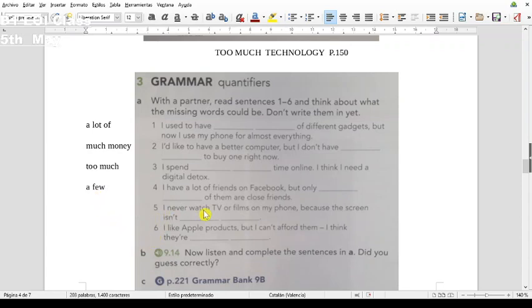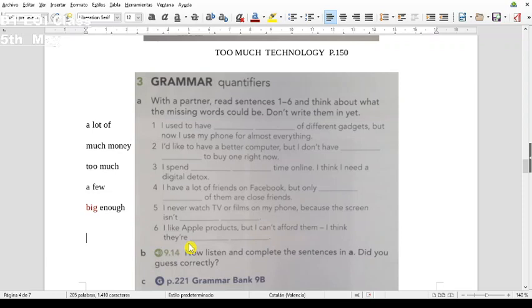Number 5. I never watch TV or films on my phone because the screen isn't big enough. No veo muchas películas o mucha televisión en mi teléfono porque la pantalla no es bastante grande. Enough significaba bastante y cuando utilizamos con un adjetivo va adelante el adjetivo. Big enough. Bastante grande.